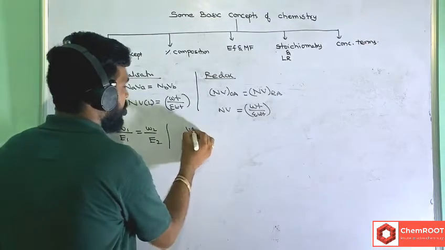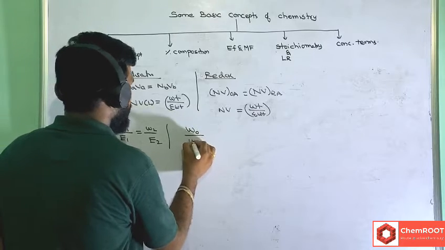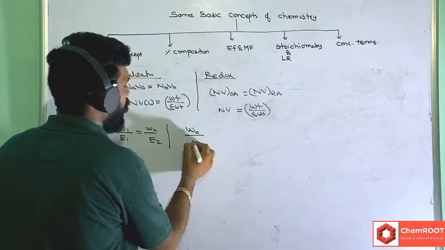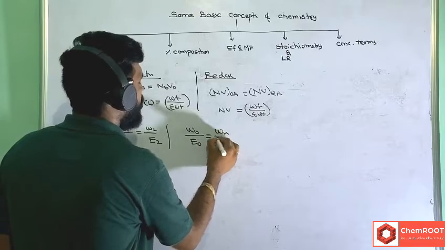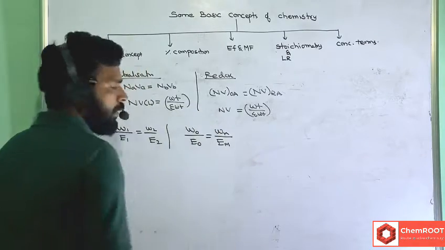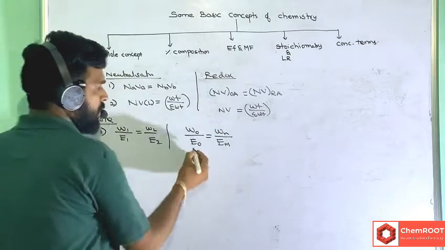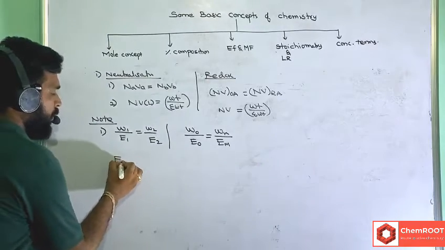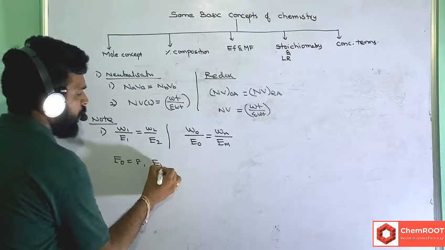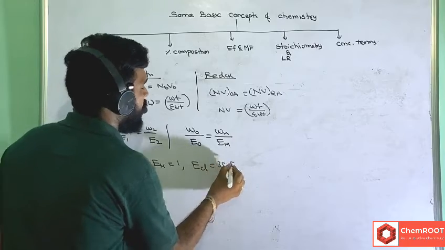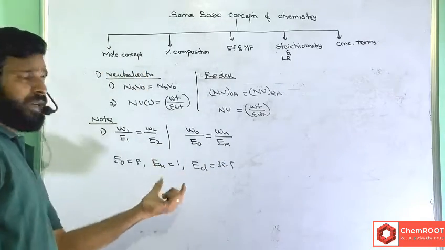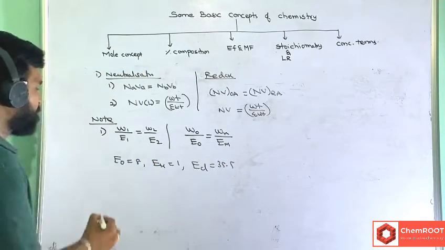Suppose the oxygen case: weight of oxygen by equivalent weight of oxygen is equal to weight of metal by equivalent weight of metal. By doing this, commonly we know that the equivalent weight of oxygen is 8, the equivalent weight of hydrogen is 1, and the equivalent weight of chlorine is 35.5. So if we know one of these, we can easily find the other.